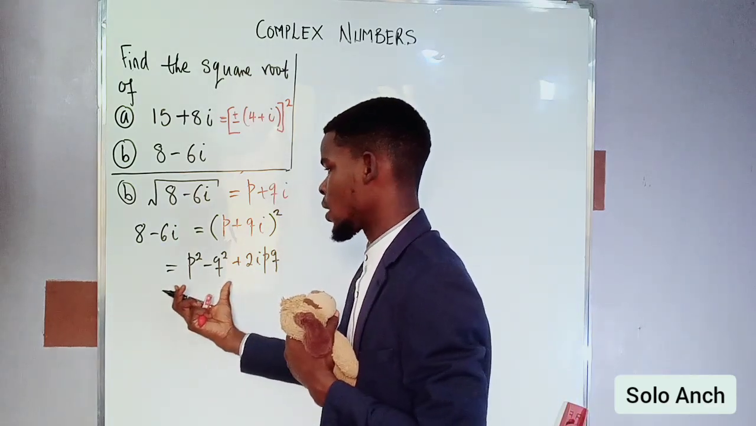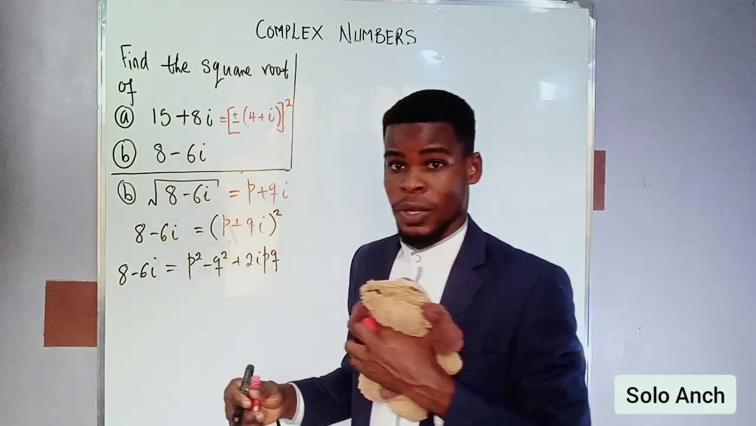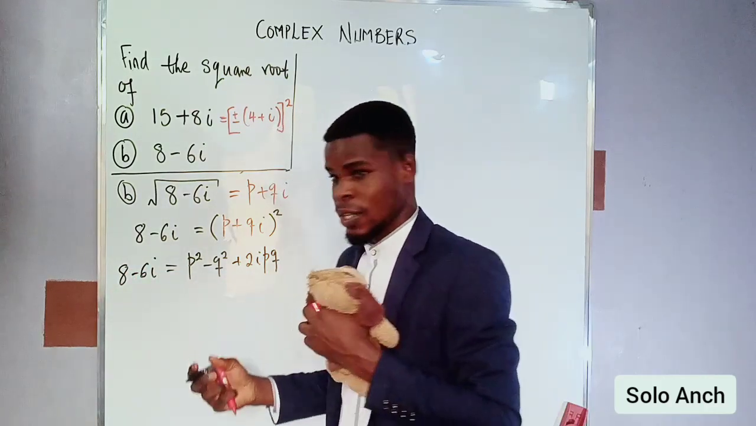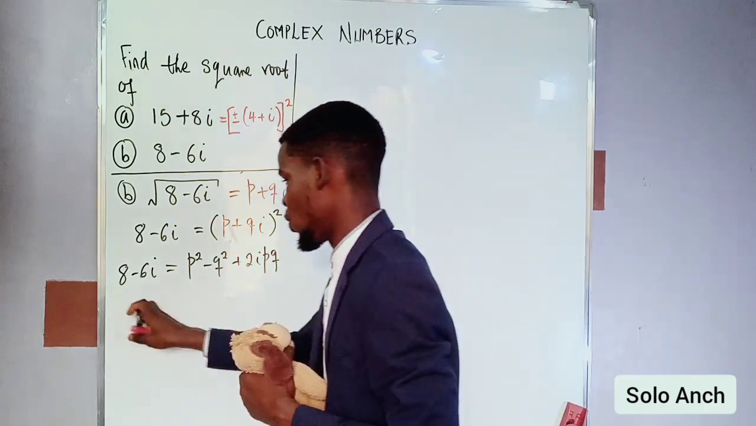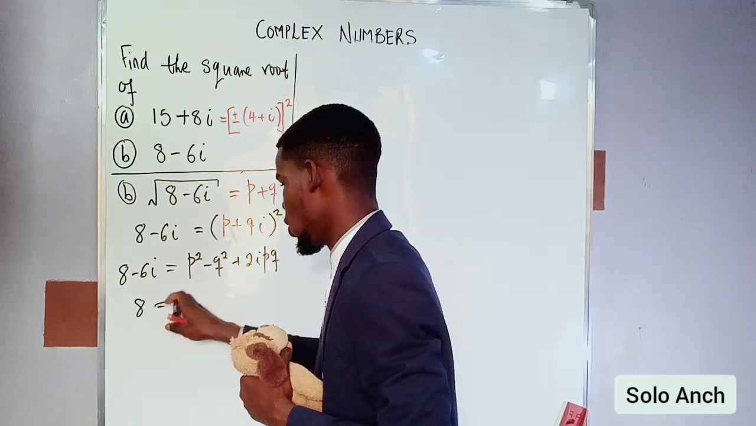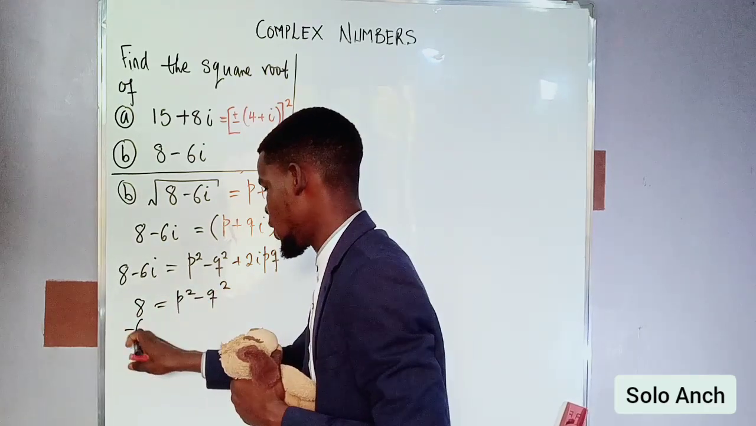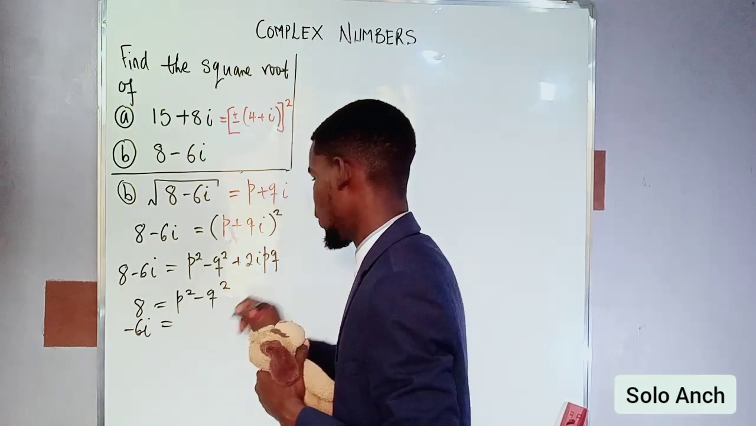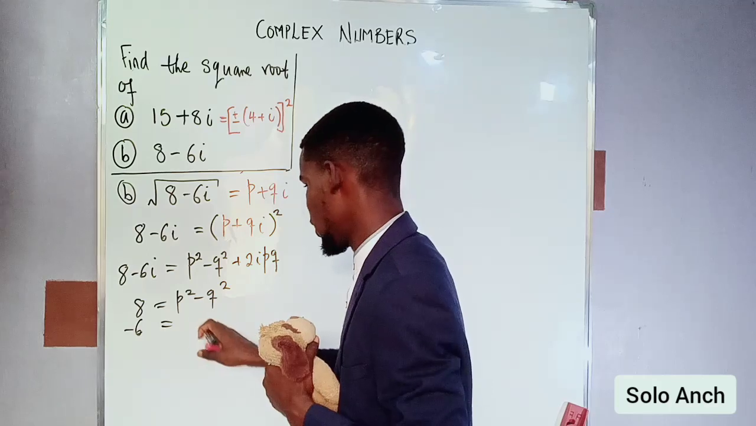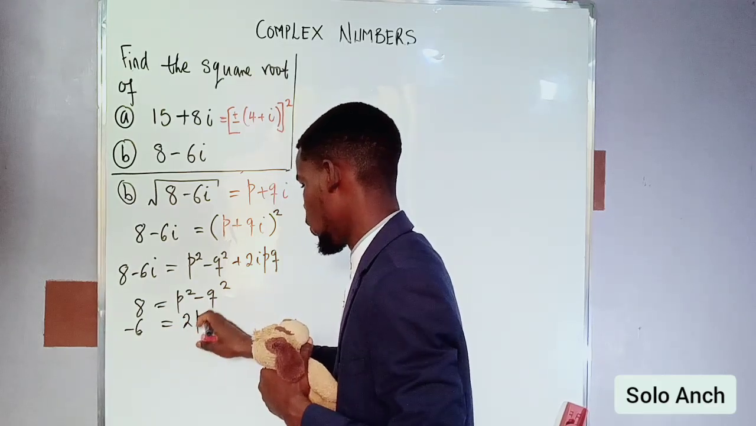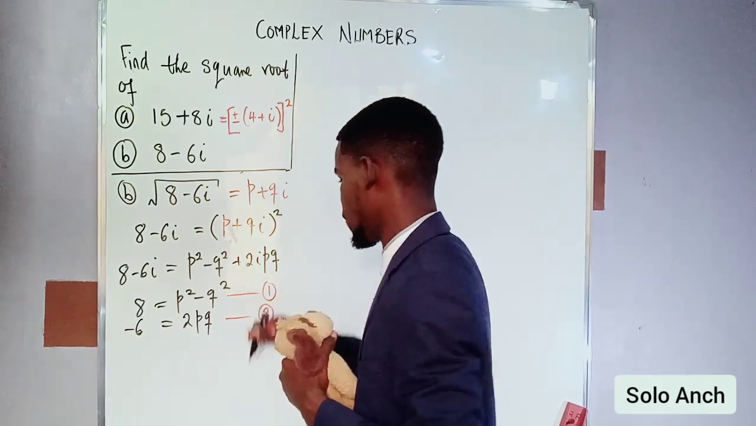Then we notice that if two complex numbers are equal, it means that the real parts are the same and the imaginary parts are the same. So we're going to equate 8 to p squared minus q squared, and then we're going to equate -6, let's forget about the i, let's take only the imaginary part, we equate it to 2pq. Maybe let's call this equation 1, and then let's call this equation 2.